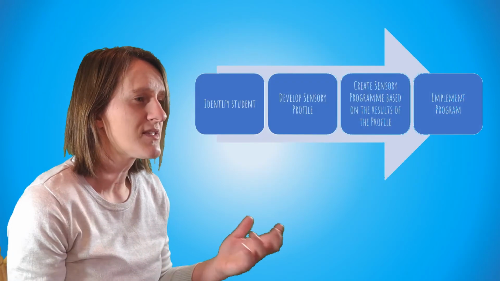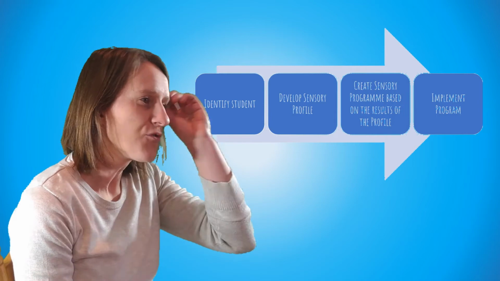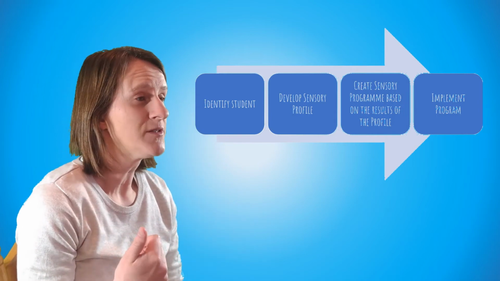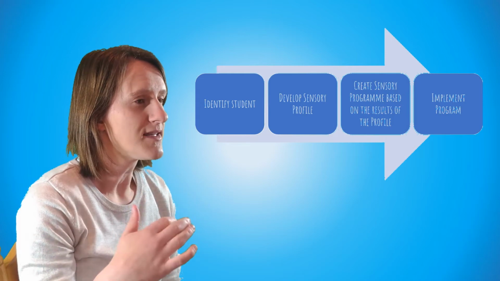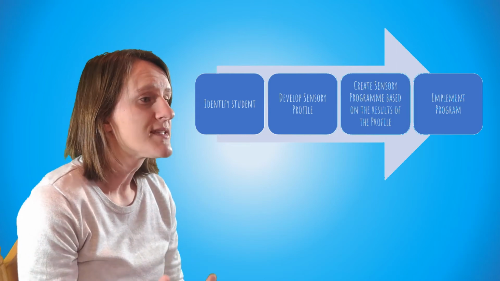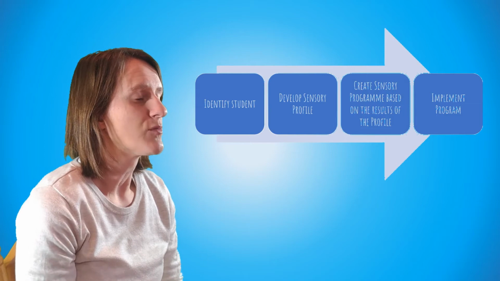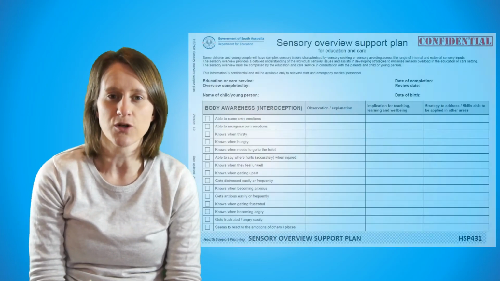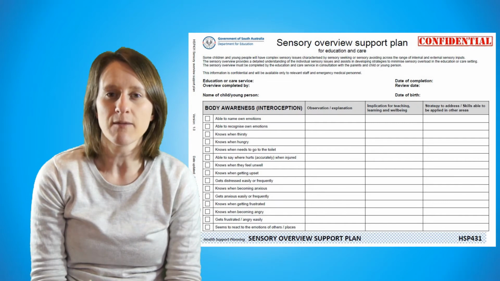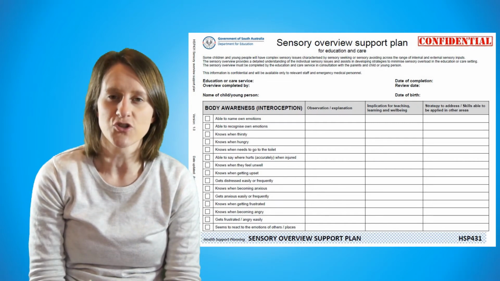So in terms of the sensory support process, firstly we would identify the student, we develop a sensory profile where we assess where their needs are, we would create a sensory program based on the results of the profile, and then we can implement the program. And recently the Department for Education has put out some planning in terms of sensory profiling and putting supports in place for students' needs.